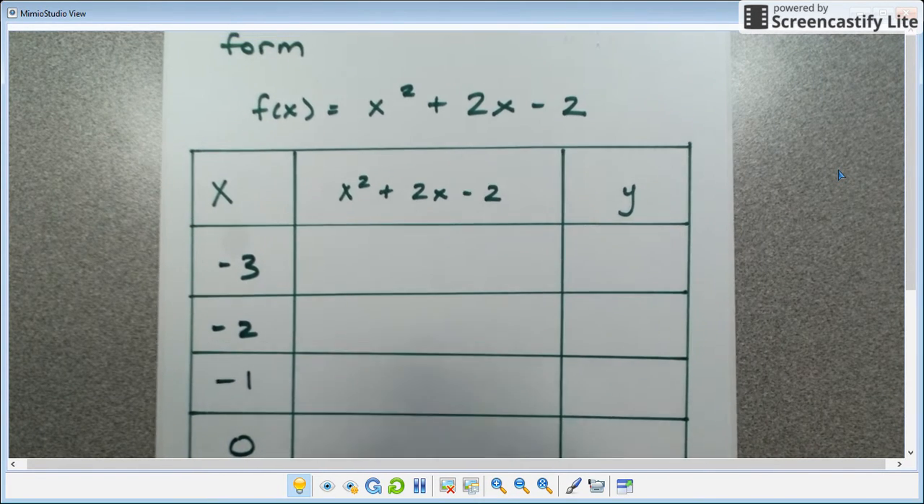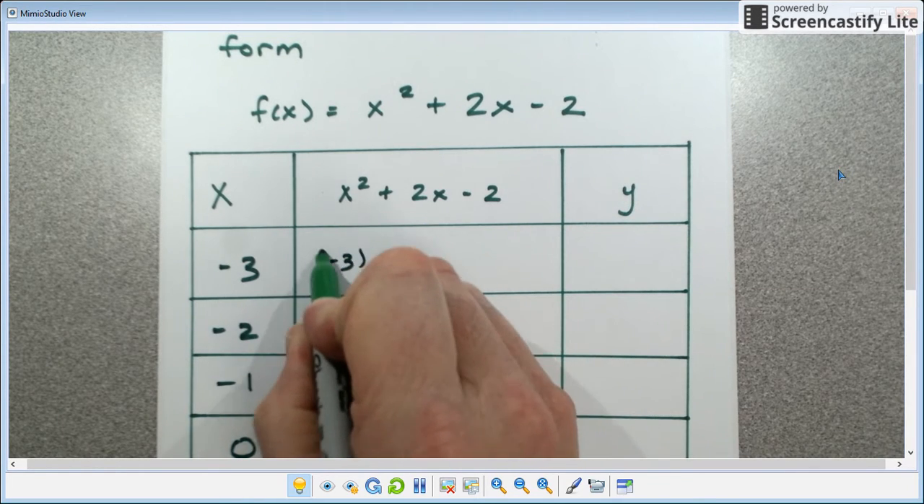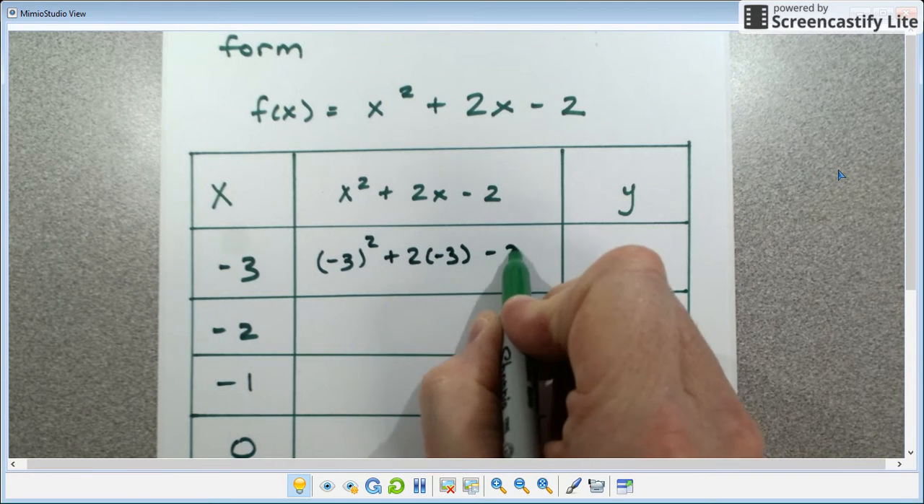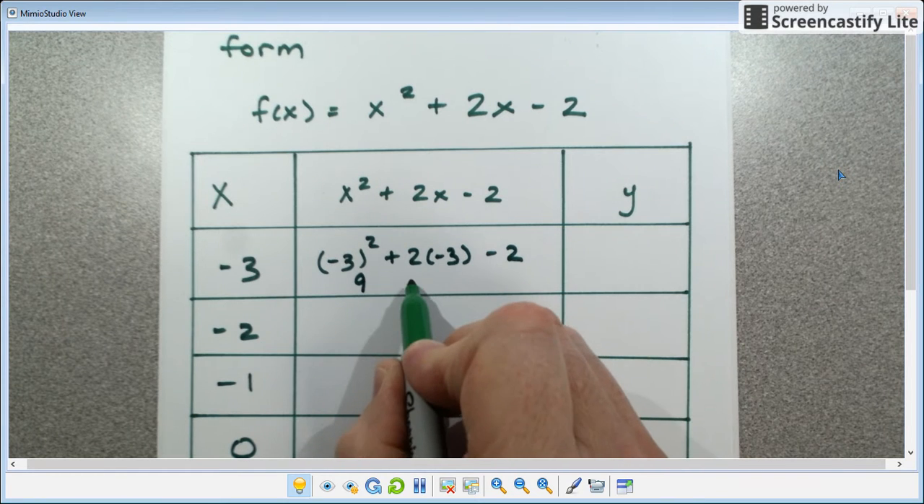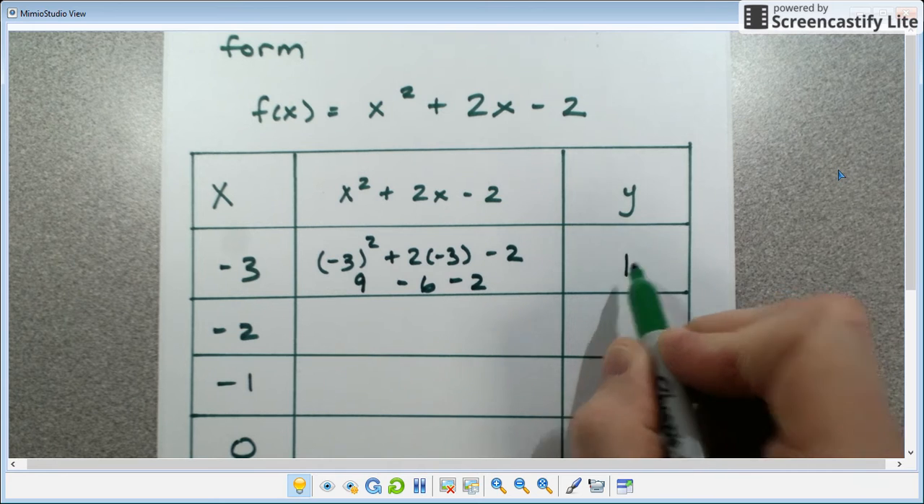So let's work through these. We put in negative 3 for x. So we'd have negative 3 squared plus 2 times negative 3 minus 2. Negative 3 squared is 9. 2 times negative 3 is minus 6. And we minus 2 there, and we get an answer of 1.